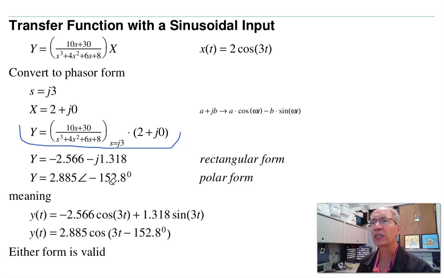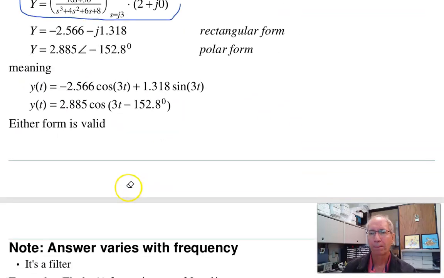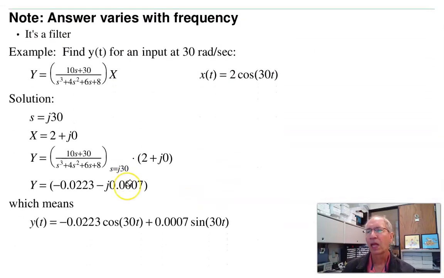Notice this is way, way, way easier than what you would do in calculus. In calculus, it takes about 20 minutes to solve this problem. Using phasors, if you can handle complex numbers, piece of cake. And note that this is a filter. If I change the frequency of the input, I change the output. Instead of being 2 radians per second, suppose the input is 30 radians per second.